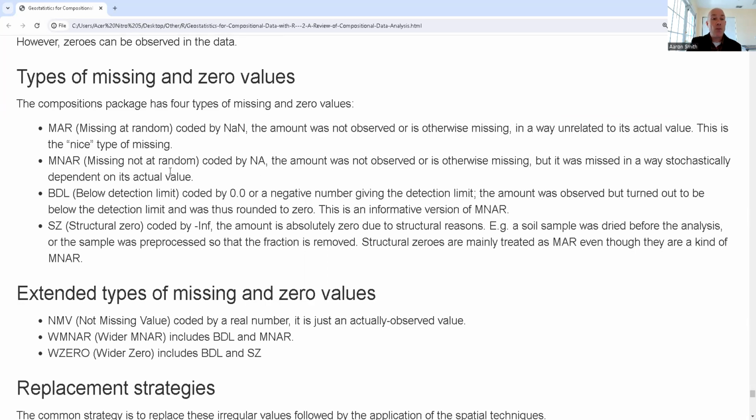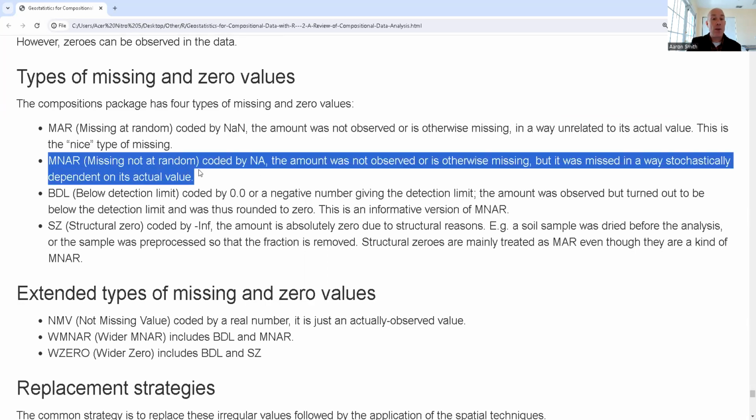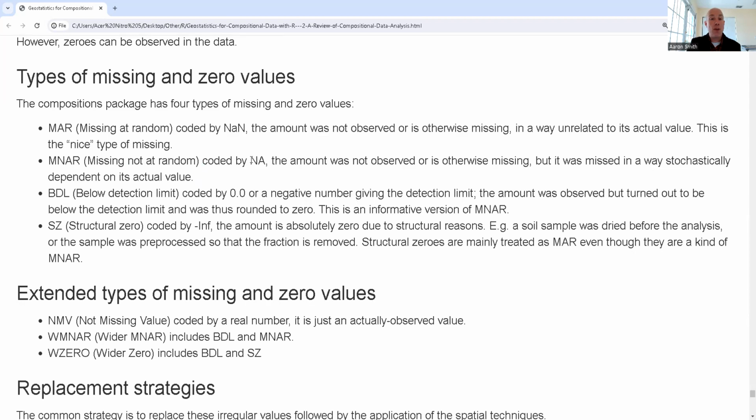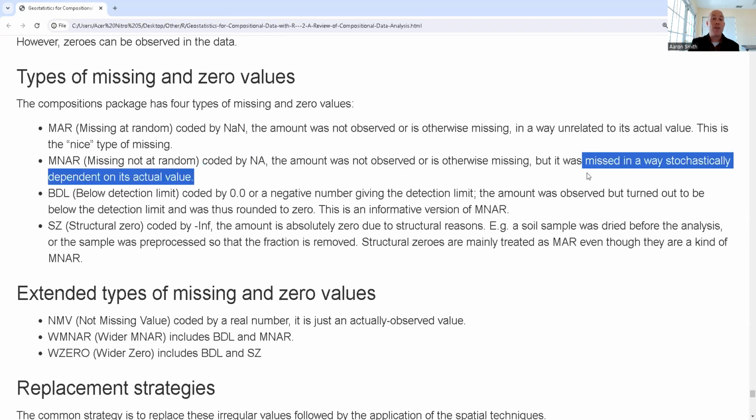Now, next one is missing not at random, this package codes as NA. The amount was not observed or is otherwise missing, but it was missing in a way stochastically dependent on its actual value. So it was missed in a way that was stochastically dependent on its actual value. So in some way, the value that would have been there had influence on the fact that it was missing.